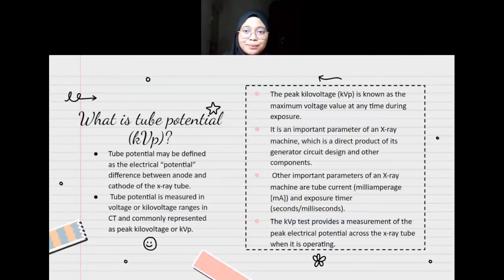It is an important parameter of an X-ray machine, which is a direct product of its generator circuit design and other components. Other important parameters of an X-ray machine are tube current, milliamperage mA, and exposure timer, in seconds or milliseconds. The kVp test provides a measurement of the peak electrical potential across the X-ray tube when it is operating.